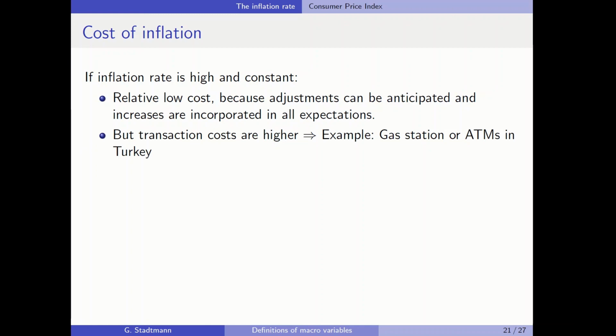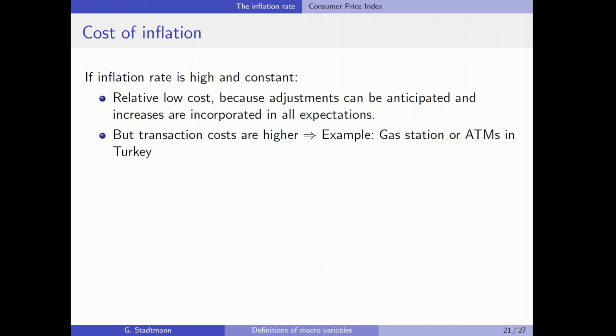Let's assume, for example, that the inflation rate is 10%, so a relatively high inflation rate, but then it is possible to increase nominal wages by 10% each year. It is possible to set up rent contracts so that the rent increases by 10% each year. So we have no expectation errors, and therefore costs are relatively low. But here it is said that the transaction costs are higher in a setting where the inflation rate is 10% compared to a situation where the inflation rate is 2%.